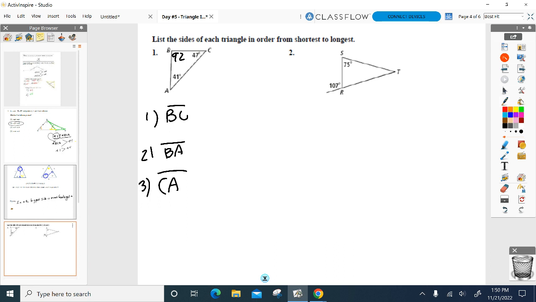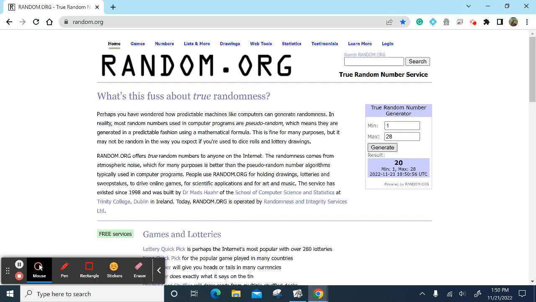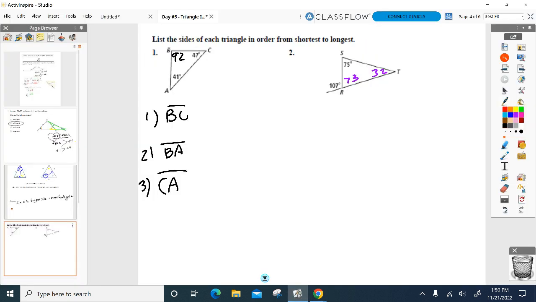SR. No, whoa, just the angles. I just need the angle. I don't need the rankings. Sorry. Yeah, that's somebody else. 32 for T, SRT 73. All right, now I'll take the rankings. Shortest first. SR, followed by ST, longest RT.